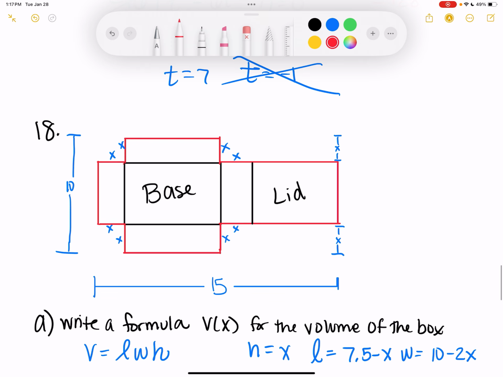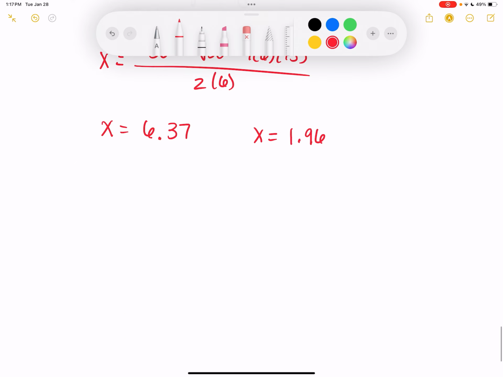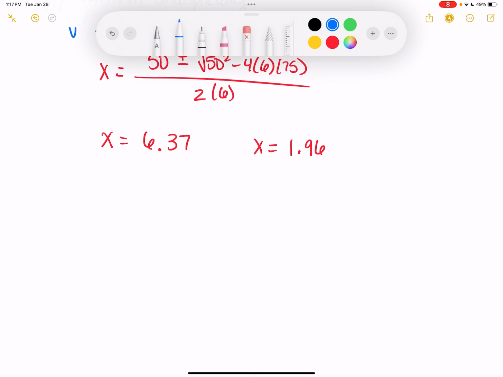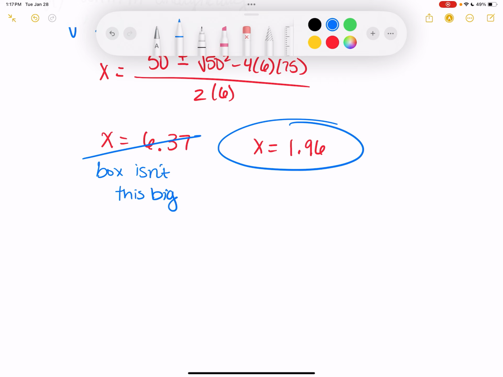Can I cut 2, let's just say 6s, out of a 10-inch side? So the box isn't this big. So it has to be that one.